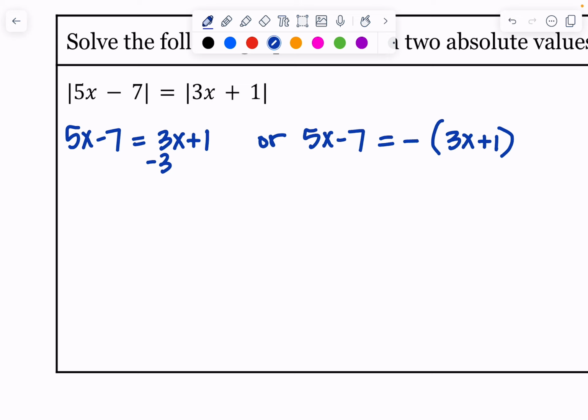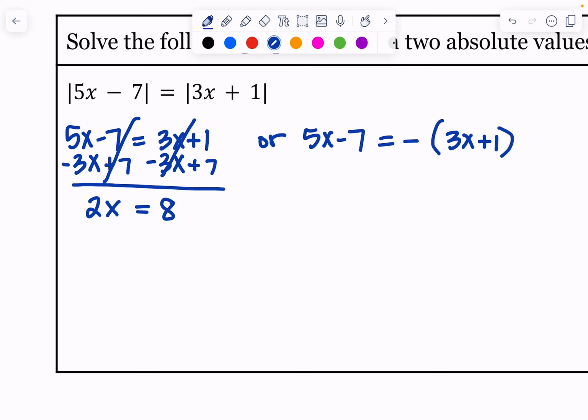So I'm going to subtract 3x. And at the same time, I'm going to go ahead and add 7. These cancel and these cancel, so I've got 2x is equal to 8. And for my first solution, I have x equals 4.